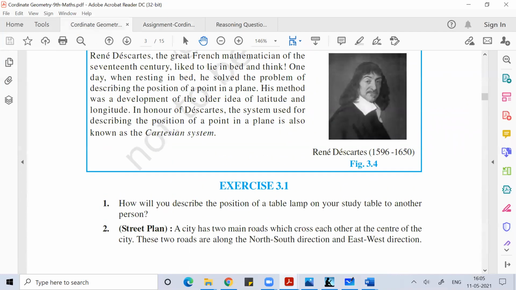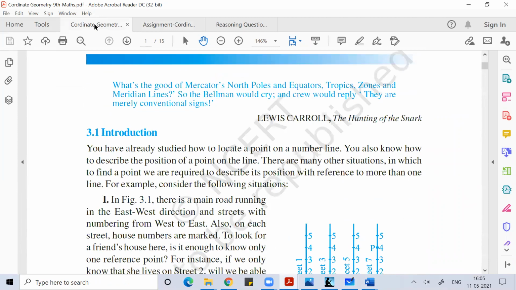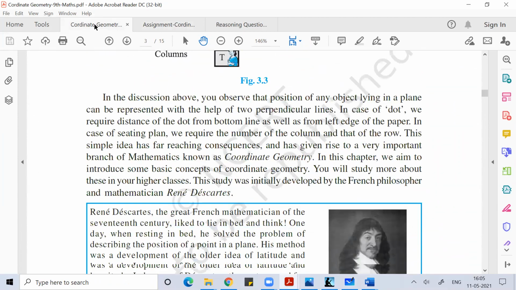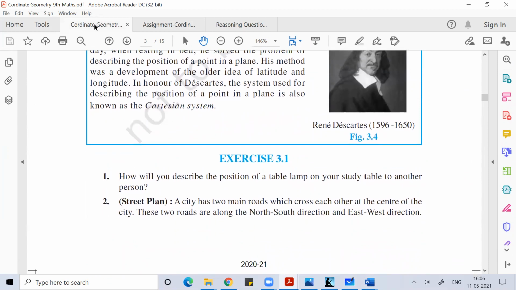So let us see the NCERT book. Chapter 3. This question number one, how will you solve? One second, sir.